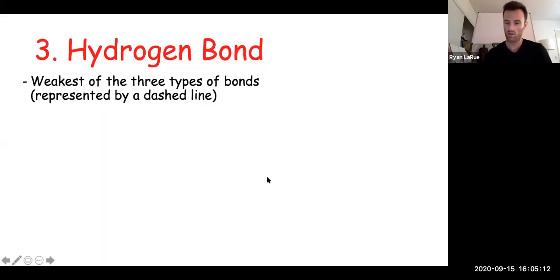So hydrogen bonds. Importantly, hydrogen bonds are the weakest of the three types of bonds. We'll talk about why that is soon enough. Weakest of the three types of bonds. We represent it by dashed lines, so we'll take a look at that shortly. And I'll talk about why it's the weakest, because it's very important to understand why it's the weakest type of bond.